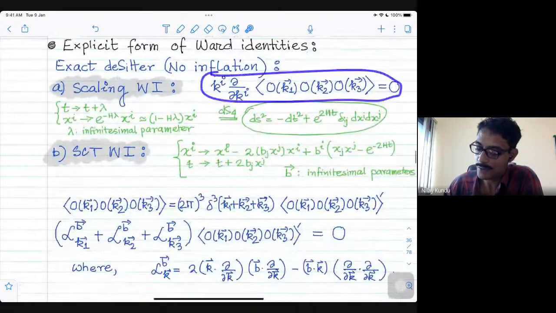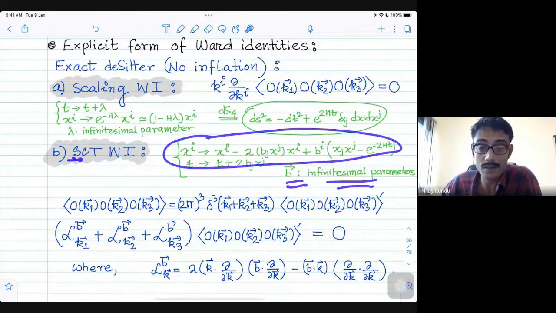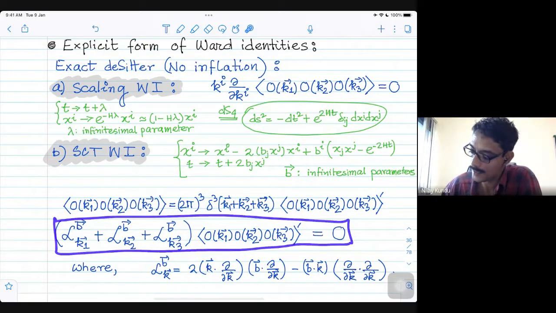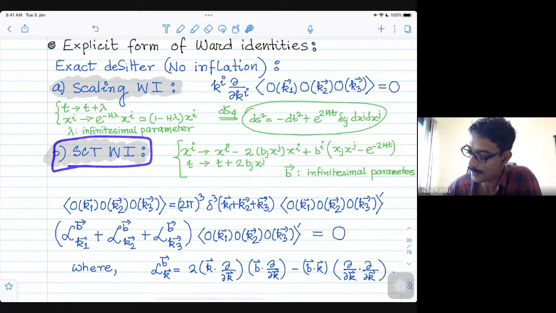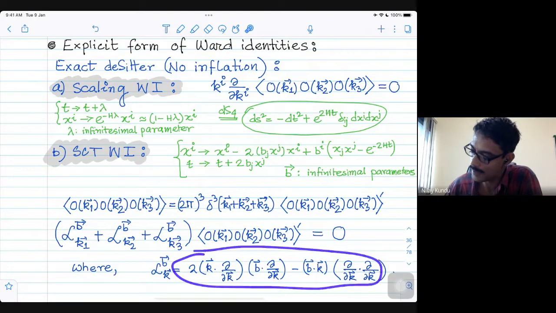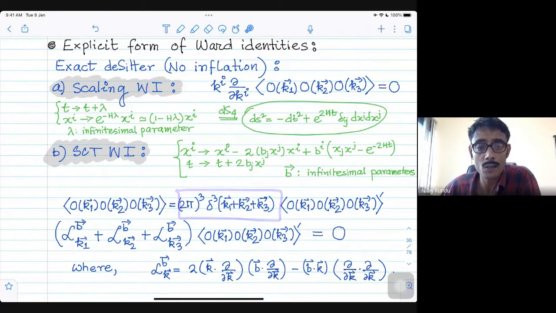Similarly, for the spatial conformal transformation, this is the transformation. There is a vector b, which is a parameter of the spatial conformal transformation, like lambda was a parameter for the scaling transformation. So this becomes the Ward identity for the spatial conformal transformation, considering just the three-point function. You can understand, we can write it for a four-point function or a six-point function or whatever. These are differential operators which are given here, and this prime on the correlator means that I have stripped off the momentum conserving delta function, which should be there in momentum space because of homogeneity in real space.